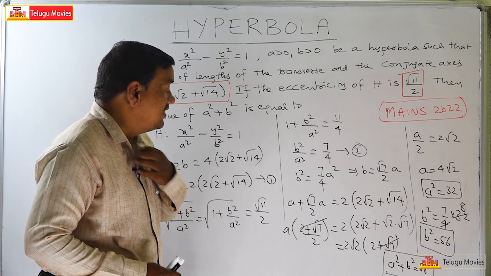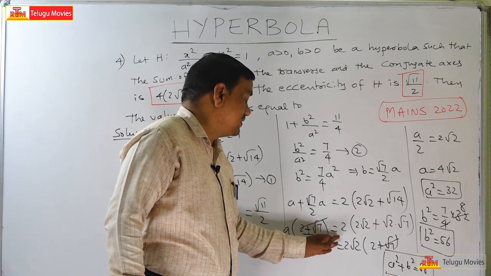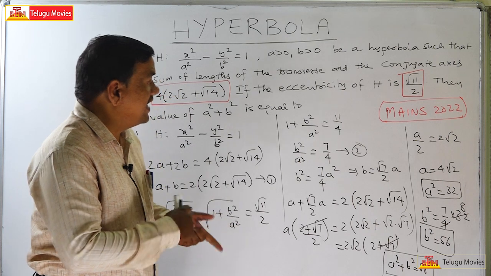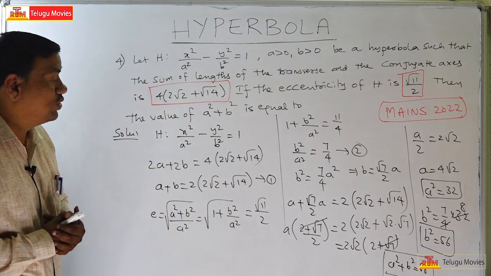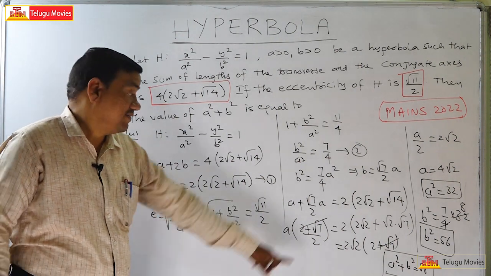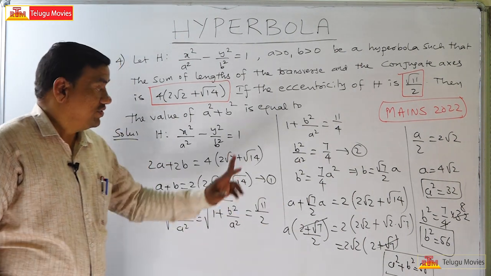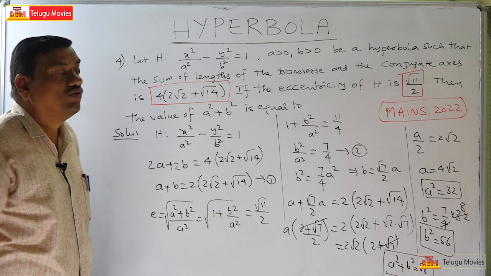Generally, what students will do is bring this 2 plus root 7 to the other side. Again, to find the a square value, they will square on both sides. So they will make it lengthy with their steps. So if you think in a creative way, easily you can get the a value.